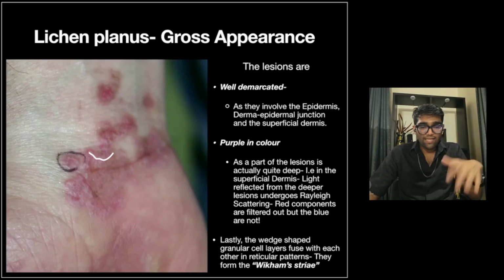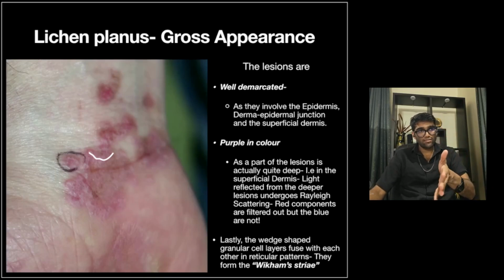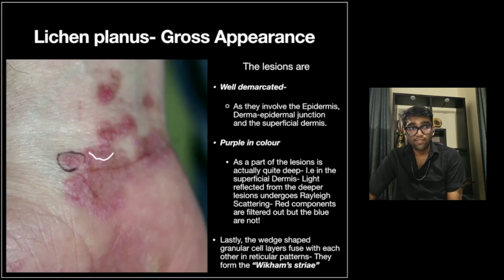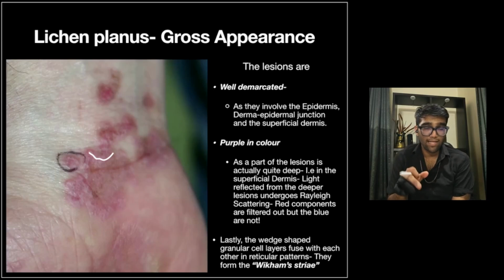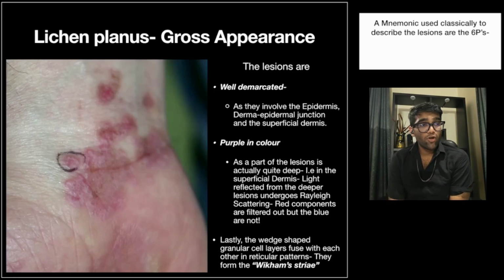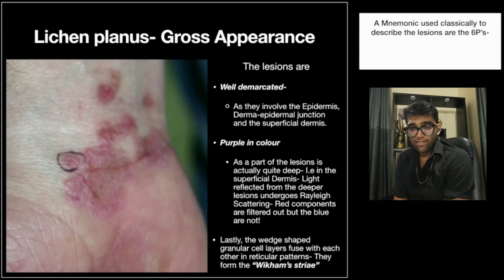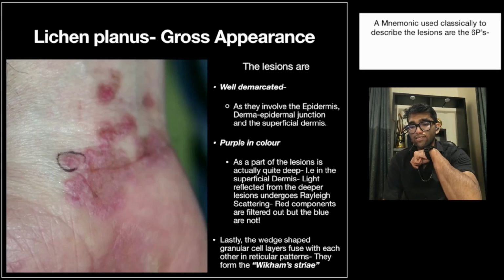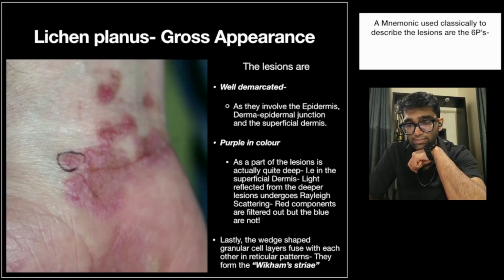So this is actually highly characteristic of lichen planus. It's not specific for lichenification. It's specific for the specific disease that is lichen planus. Okay, so now there's a mnemonic that is used classically in dermatological literature, and that is commonly taught in medical school. That is the 6 P's.